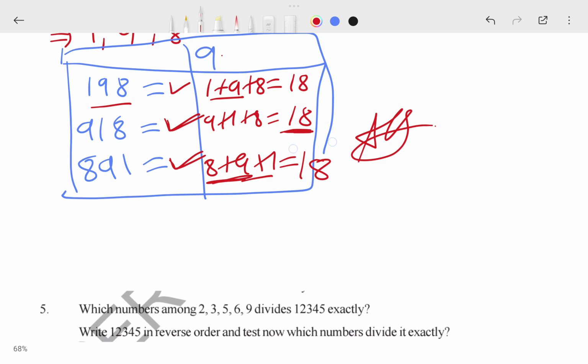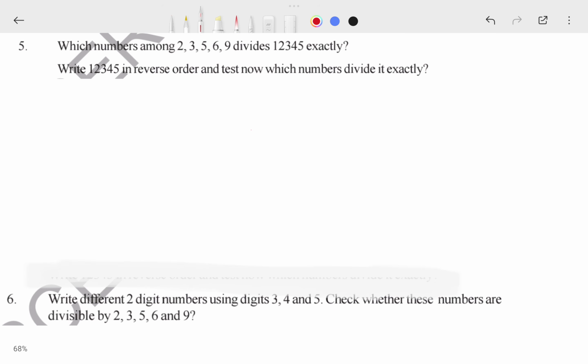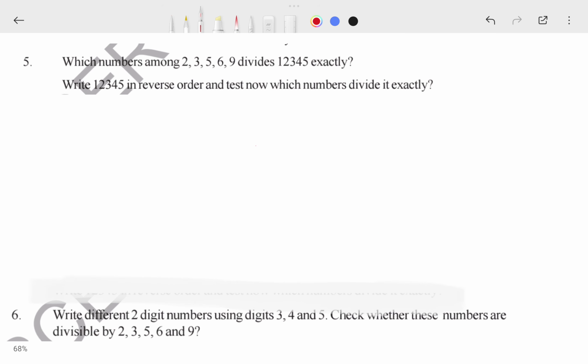Okay, if that is clear, then let's talk about the fifth one. The fifth one asks which numbers among 2, 3, 5, 6 divide this number exactly. This question is given: 2, 1 2 3 4 5. We have to say whether it is divisible by these numbers or not. So let's find it out. This is a very interesting question.